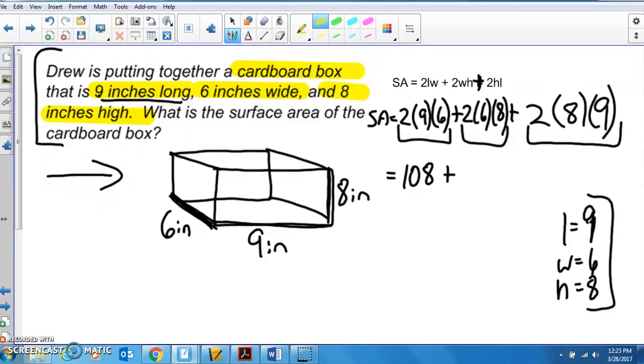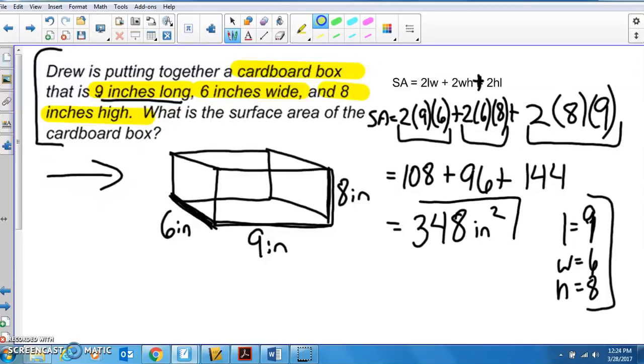And then 2 times 6 times 8, which gives you 96. And then 2 times 8 times 9, which gives you 144. And then all we're going to do is just add those together. So we've got 108 plus 96 plus 144. When you add those together, that gives you 348 inches squared. And every time we find an area, it's always inches squared.